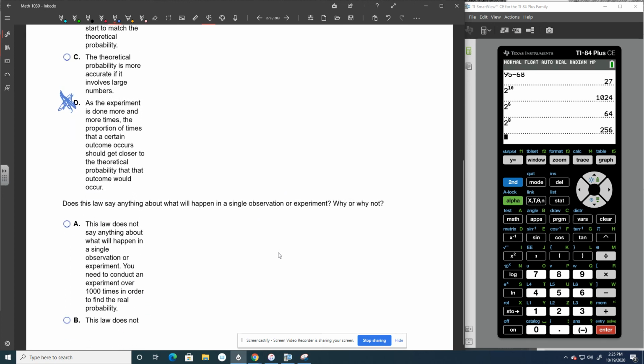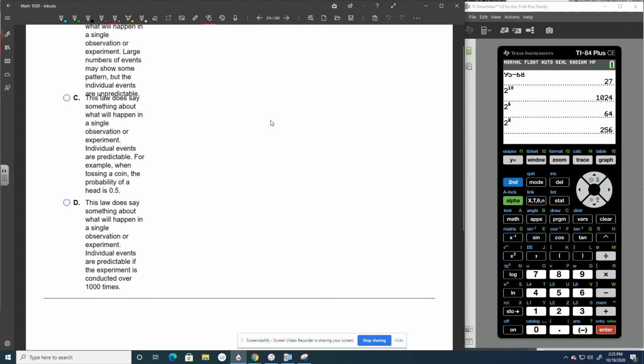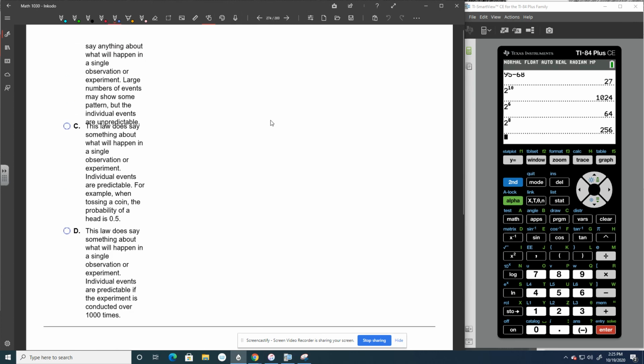Does this law say anything about what will happen in a single observation or an experiment? No, it does not. Why or why not? Well, to find the real probability you need to conduct the experiment over 1,000 times, and that's not true of a single observation. The law does not say anything about what will happen in a single observation. Large numbers of events may show some pattern, but the individual events are unpredictable. That's a great answer for B.